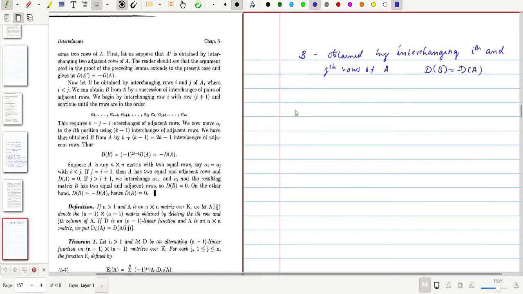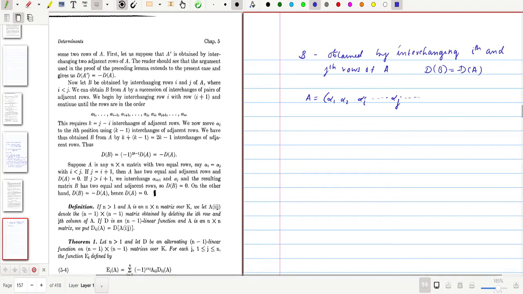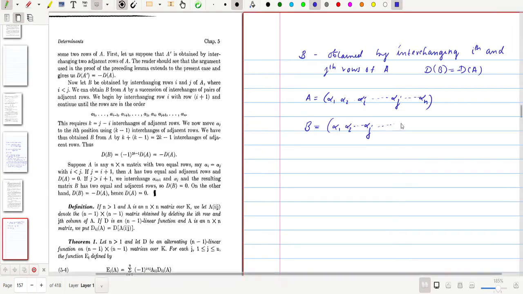First we write A. A has rows alpha 1, alpha 2, etc., alpha i, we have alpha i in the ith position, etc., alpha j, etc., alpha n. Okay. So what is B? B is obtained from this A by interchanging the ith and jth rows of A. So that is alpha 1, alpha 2, etc., alpha j in the ith position, etc., alpha i in the jth position, etc., alpha n. We have to establish this identity: d of B is equal to minus d of A.